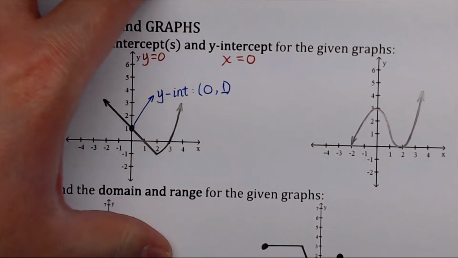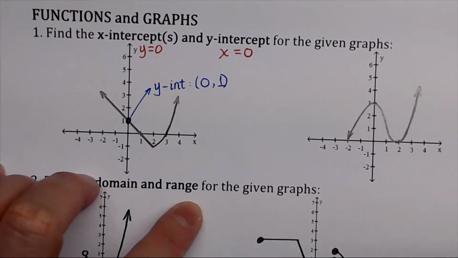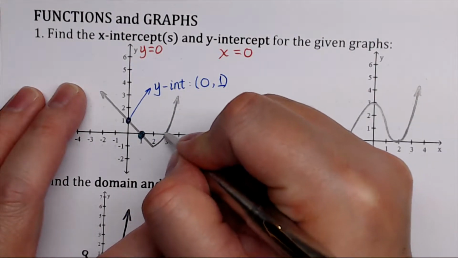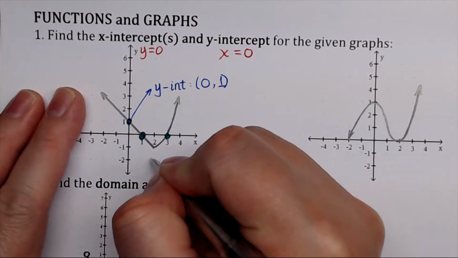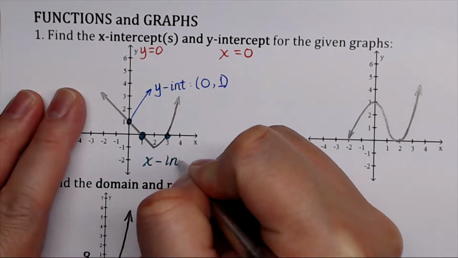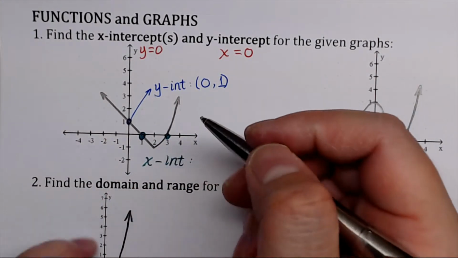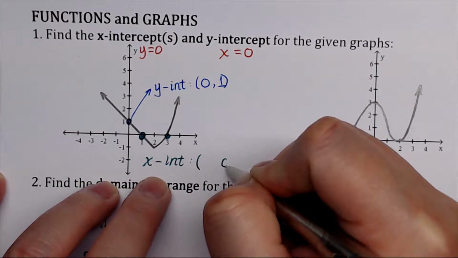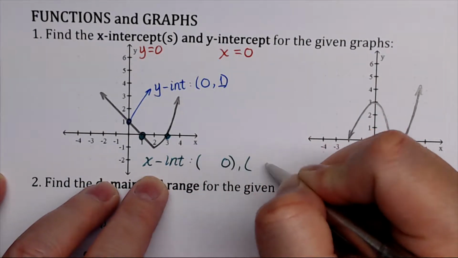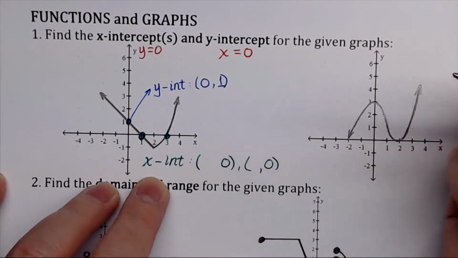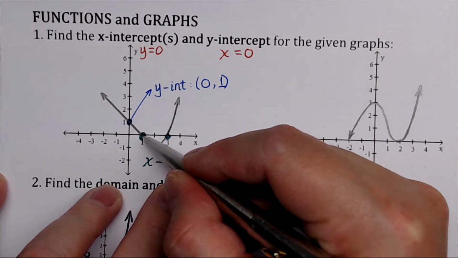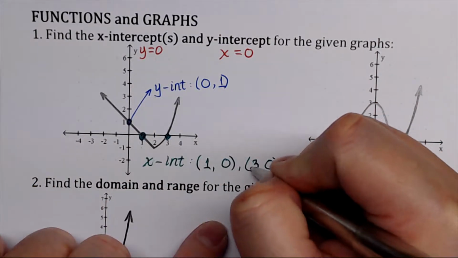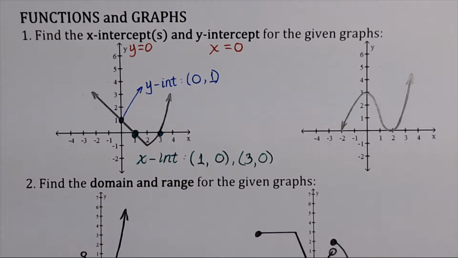Next, the x-intercept. We have this point and this point. The x-intercept, in this case, there are two of them. It is on the x-axis, so y values must be 0. And these points are 1 for x and 3 for x. So we have two x-intercepts.